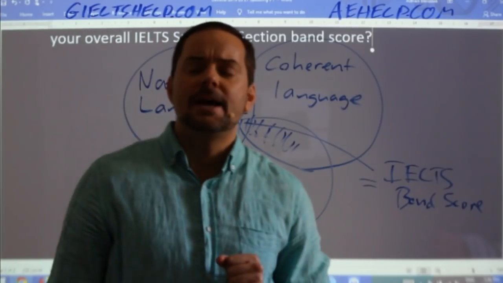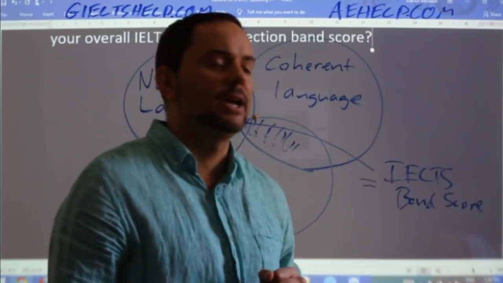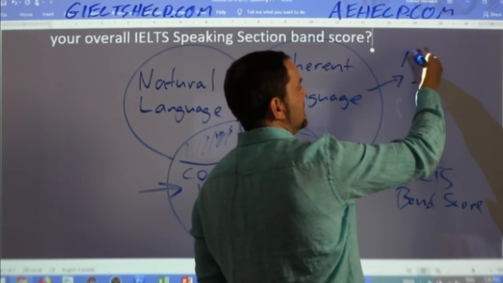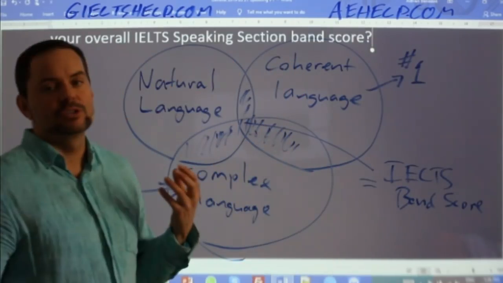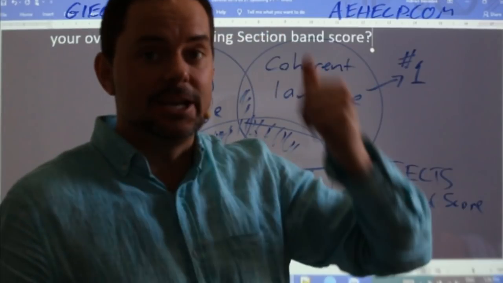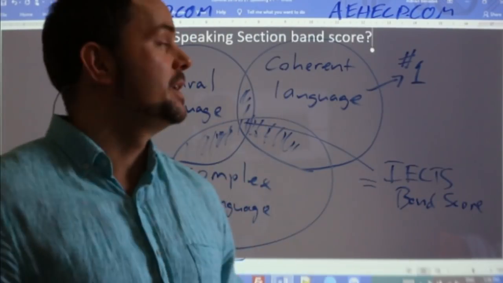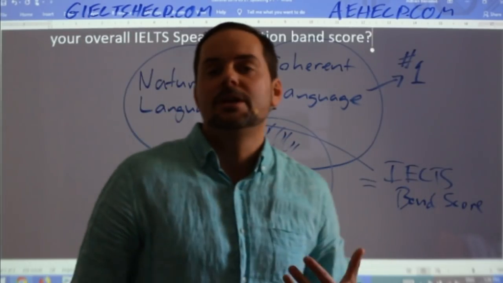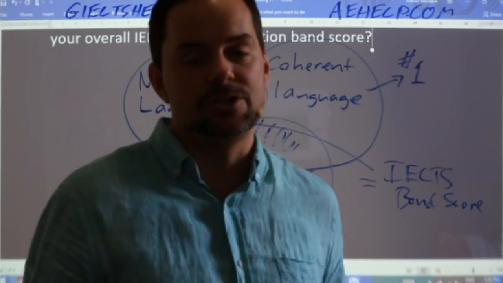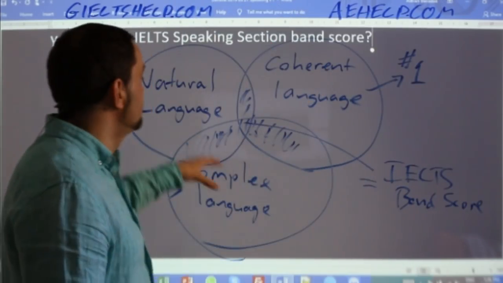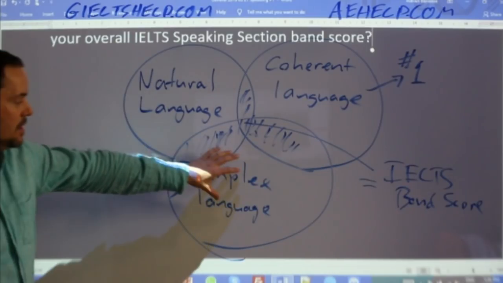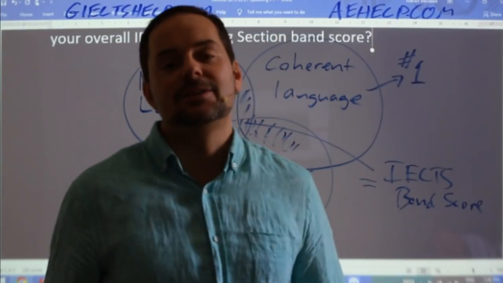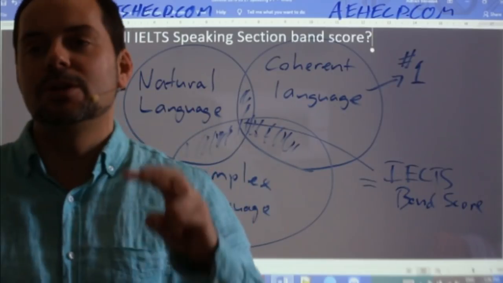Yeah, Rekha, absolutely. Yeah, definitely. Okay, coherent. So if I had to choose, this is number one. It's very difficult to say which one is the most important, but if somebody had a gun to my head and said, Adrian, you have to choose, which one is it? I would say, well, it's coherent language, okay? The most important is that your listener understands you. Even if it's not completely natural, even if it's not super complex, if I can understand you, great. I'm going to give you a decent score. Which one do you think is number two?